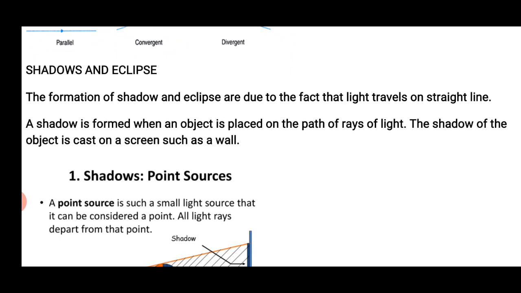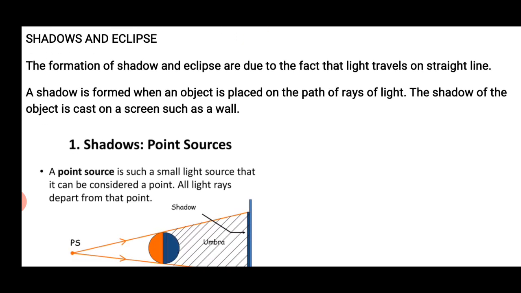Shadows and eclipse. The formation of shadow and eclipse are due to the fact that light travels in a straight line. Now, I said earlier that because light travels in a straight line, it can be obstructed by an opaque object. It can pass through a transparent object, but an opaque object will obstruct the motion of the light, thereby blocking it from continuing its journey. So when we have a beam of light, whether parallel or divergent, and we have an opaque object on the way, the object will block certain parts of the beam of light.